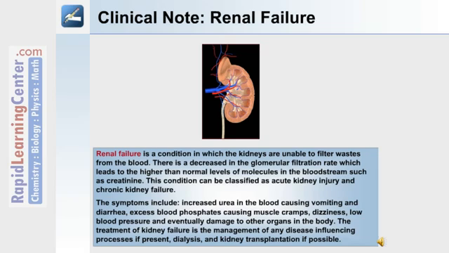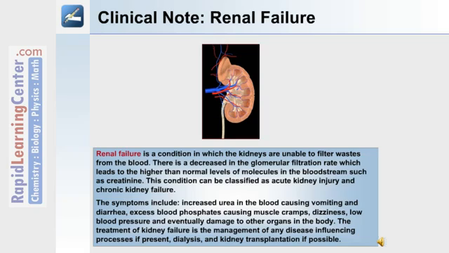Renal failure is a condition in which the kidneys are unable to filter waste from the blood. There's a decrease in the glomerular filtration rate, which leads to higher than normal levels of molecules in the bloodstream such as creatinine. This condition can be classified as either acute kidney injury or chronic kidney failure. The symptoms include an increase in the urea concentration in the blood.